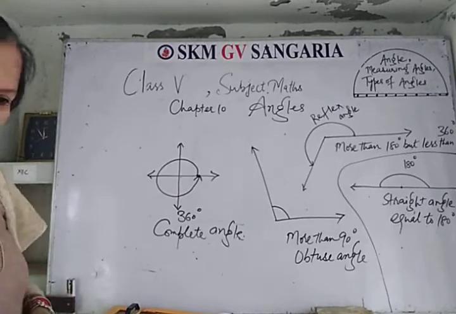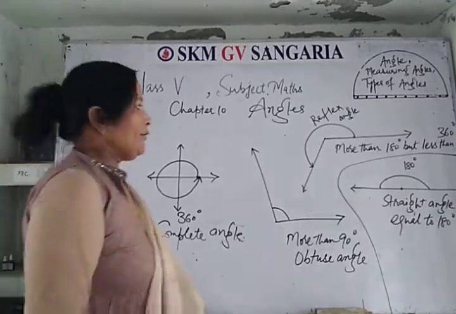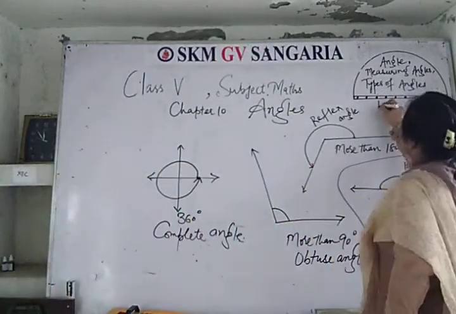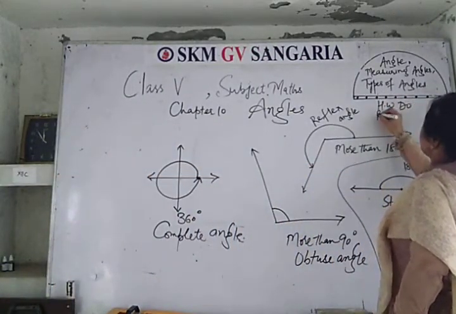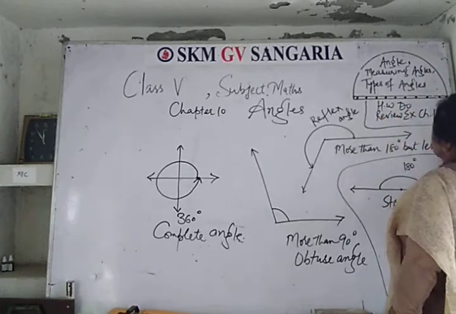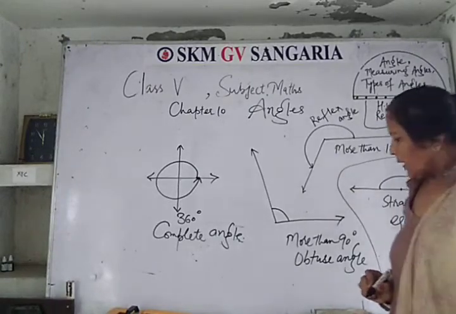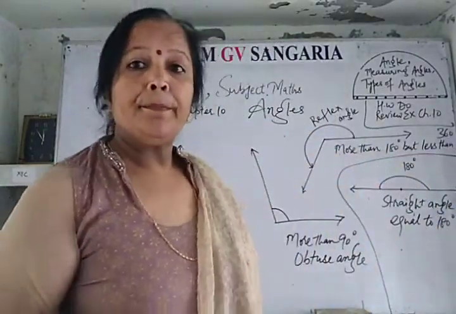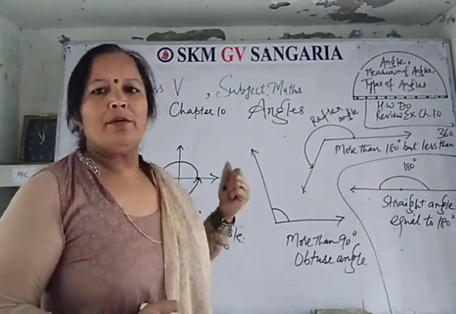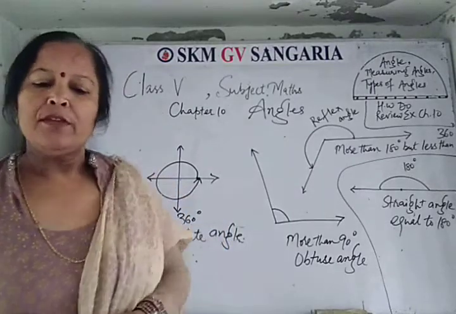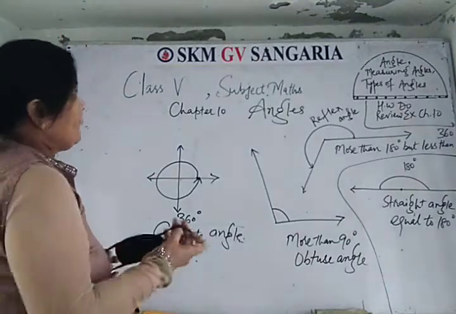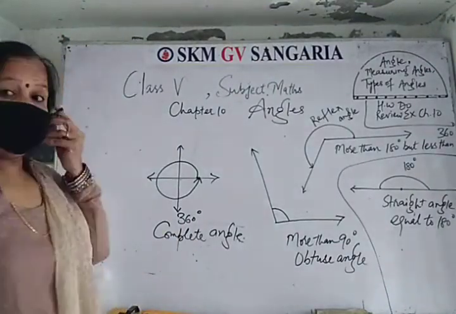And your work is, you will complete the review exercise of chapter number 10. Okay, homework: do the review exercise of chapter number 10. Please use a protractor, so whenever you look at the angles, it will be very clear to you which type of angles these are. So complete the review exercise.